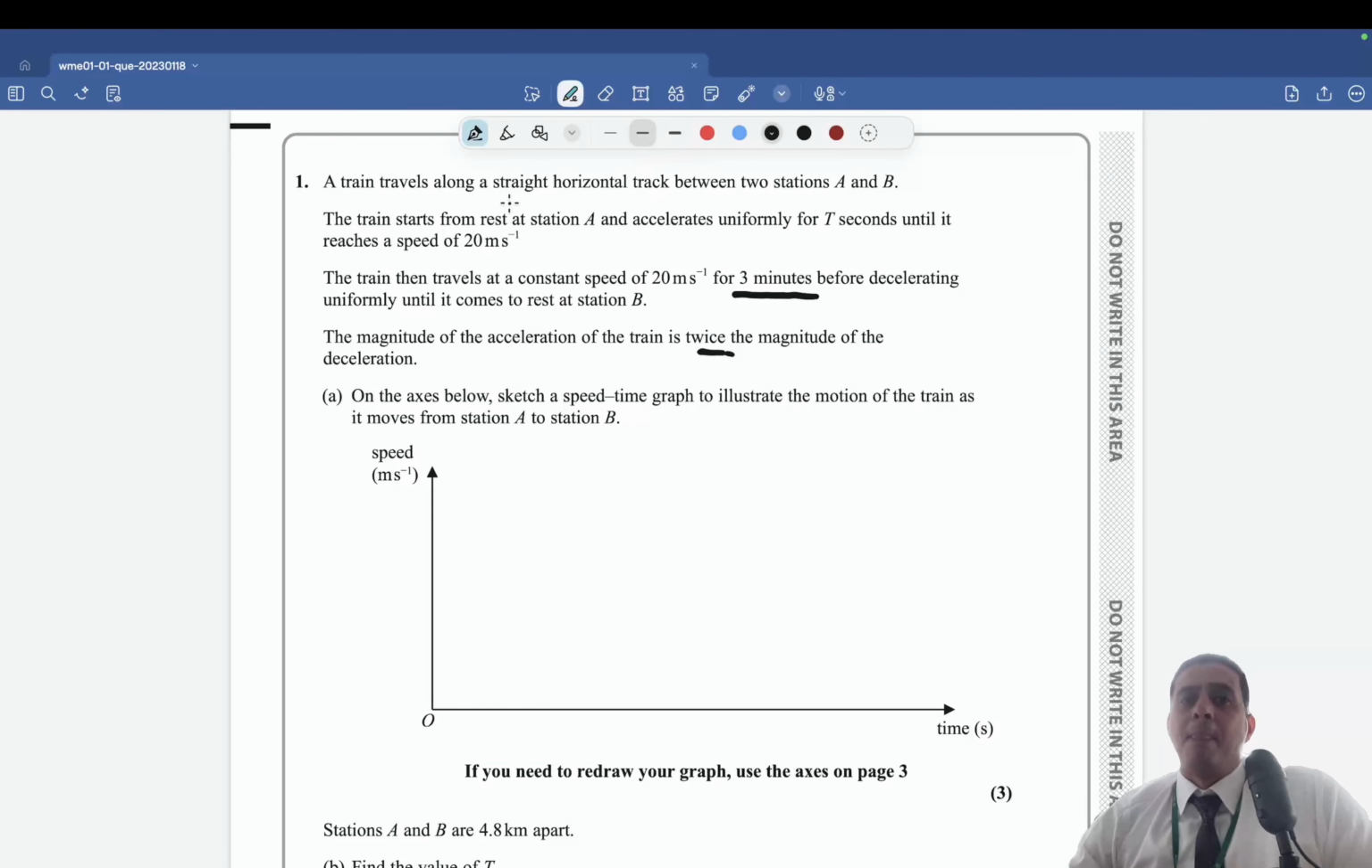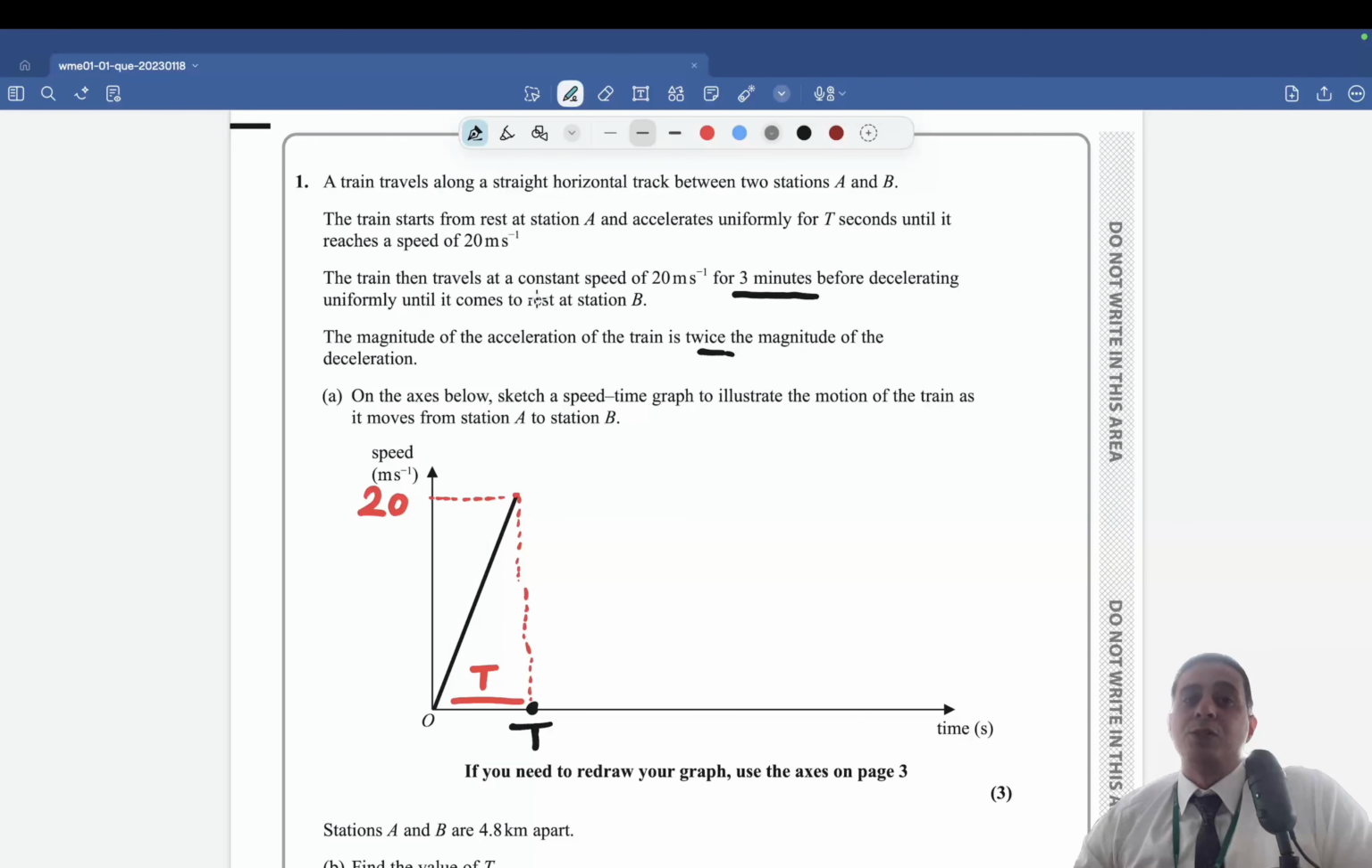The question starts with the train starting from rest at station A, which means when t equals 0, u equals 0, speed is 0. Accelerate uniformly for t seconds until it reaches a speed of 20. So it's starting from 0, accelerating uniformly till it reaches a speed of 20 meters per second, and that will take t seconds. So that distance here is t, and our point here is t.